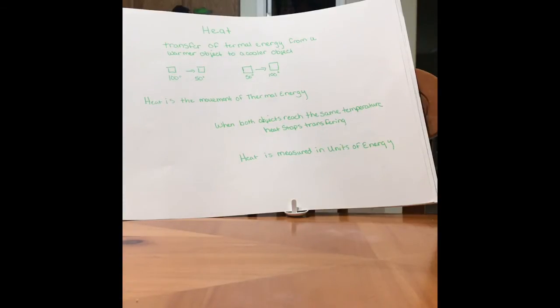Heat is the transfer of thermal energy from a warmer object to a cooler object, or from a cooler object to a warmer object. Heat is the movement of thermal energy. When both objects reach the same temperature, heat stops transferring. Heat is measured in units of energy, called joules.